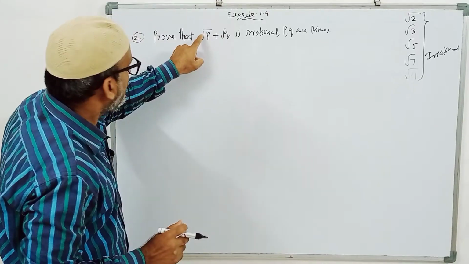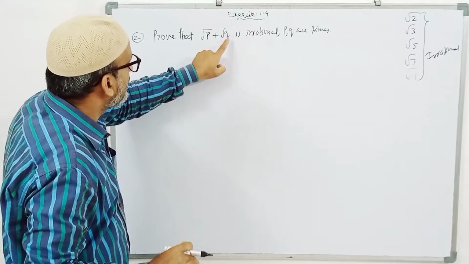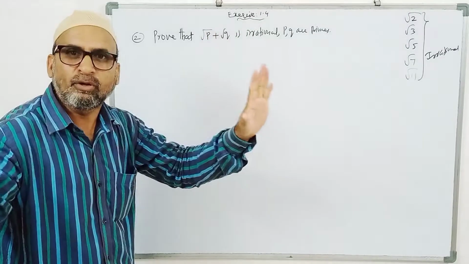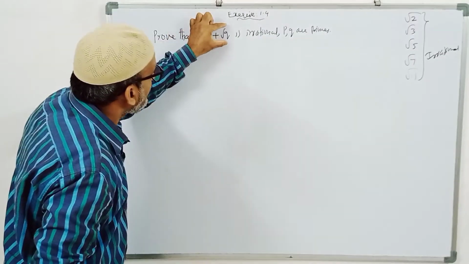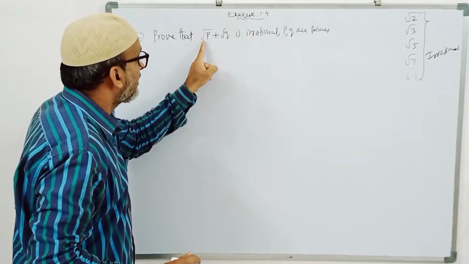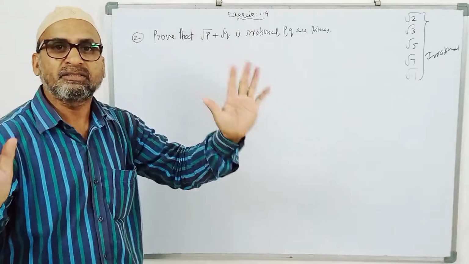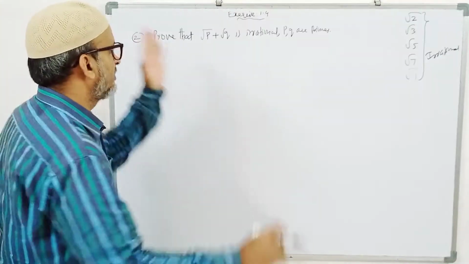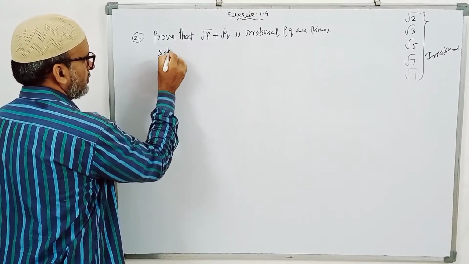Prime number root exact value we don't know. This is irrational. This is also irrational. He is asking us to prove that after adding them also they are irrational numbers. Okay, the solution I told you.